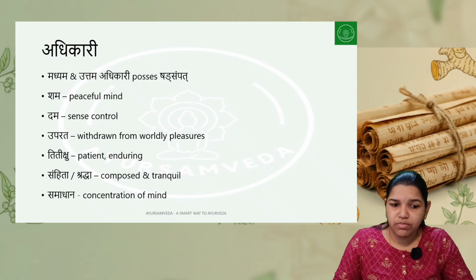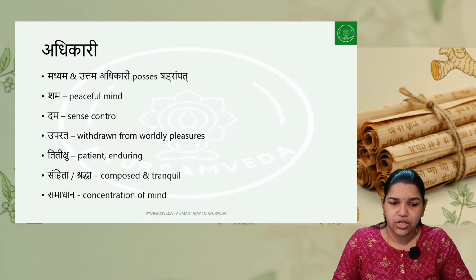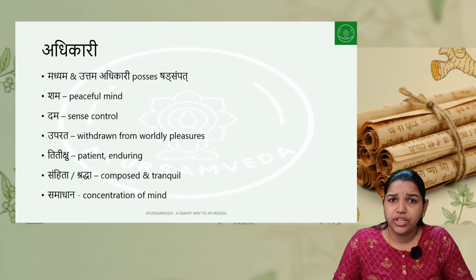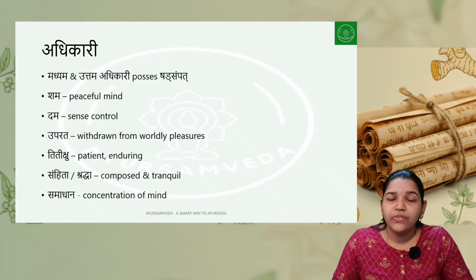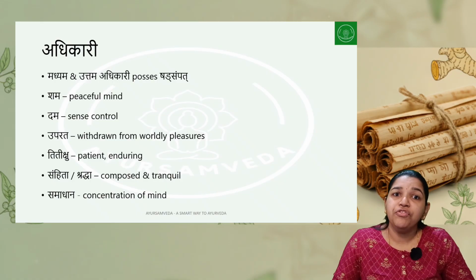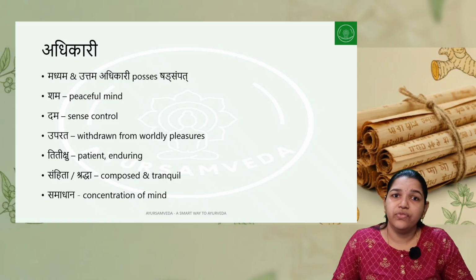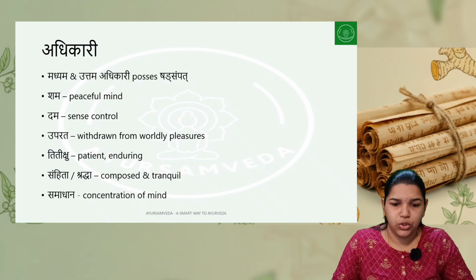This Shat Sampat means Shama, Dhamma, Uparata, Titikshu, Samhita or Shraddha and Samadhana. So Shama means a peaceful mind, Dhamma means control over his senses, Uparata means withdrawn from worldly pleasures, that is, not going into much of Indriyartha Samyoga or Atiyoga of the Indriyarthas. Titikshu means patient and enduring for getting some knowledge. Samhita or Shraddha, composed, and Samadhana, the proper concentration of mind will be present. So these are the Shat Sampat a student will have if he is in the Madhyama or Uttama level of intelligence. These are considered to be the characteristic features of the Adhikari as per Madhvacharya.